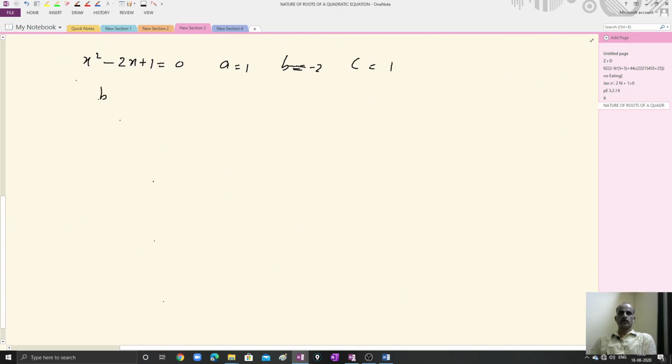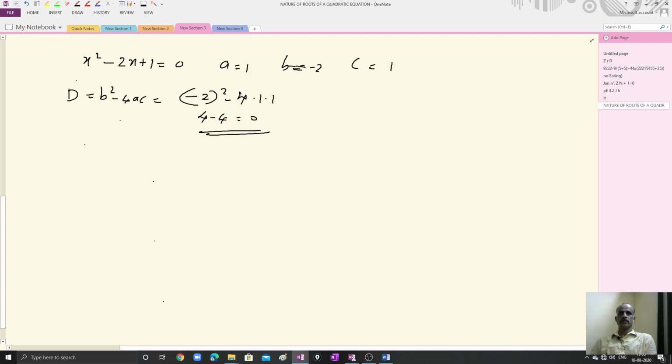So what is b square minus 4ac? B square minus 4ac is our discriminant. It is equal to minus 2 whole square minus 4 into 1 into 1, that is equal to 4 minus 4, which is equal to 0 again.